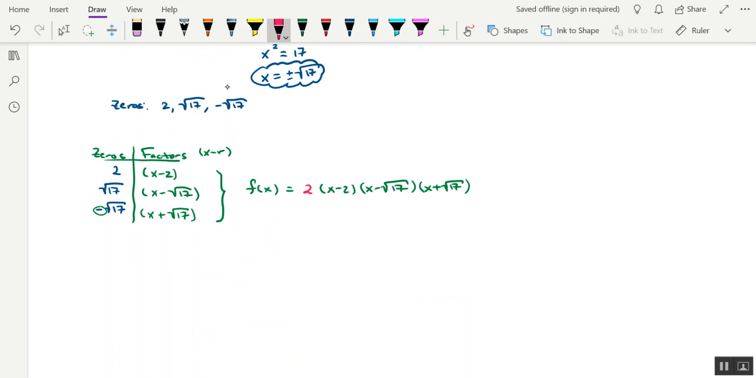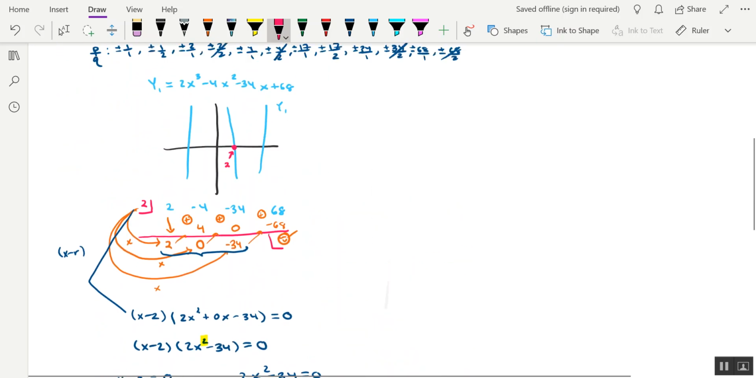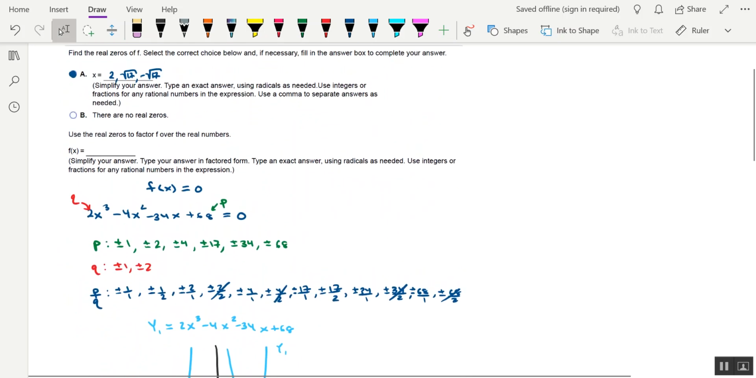Alright, if the leading coefficient of the polynomial function is already a 1, then you really don't need to worry about this. You only need to worry about the leading coefficient being inserted in your factored form if the leading coefficient is different from 1 right out of the gate. So, to wrap this problem up, f of x is equal to 2 times x minus 2 times x minus the square root of 17 times x plus the square root of 17.